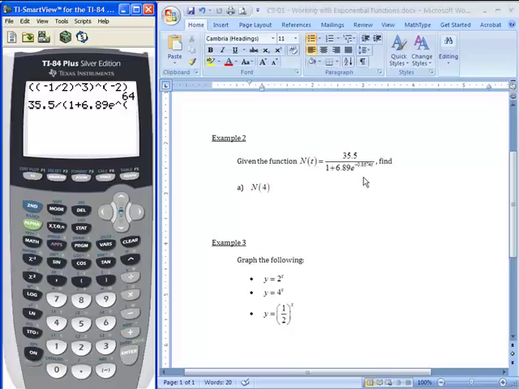And we need to raise that to negative 0.8674 times t. In this case, t is 4. We finally get to this 4 here, or we're considering n of 4. So I'm going to type in negative 0.8.